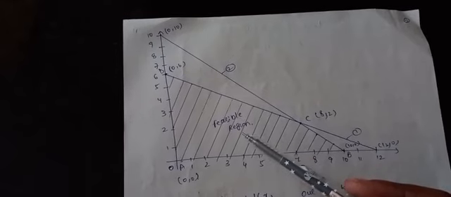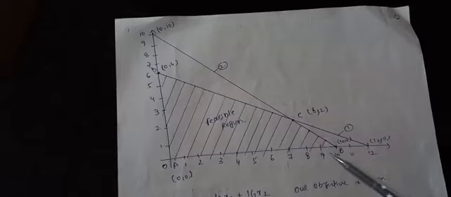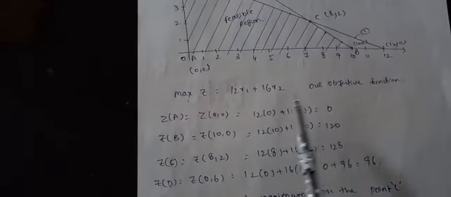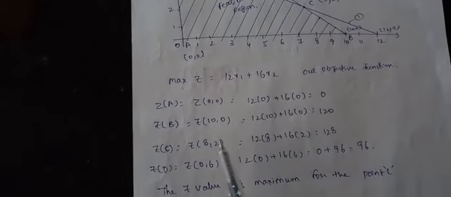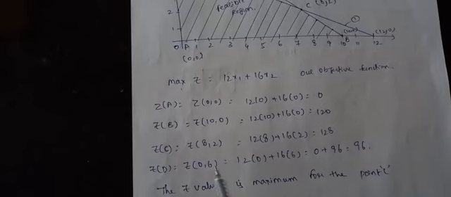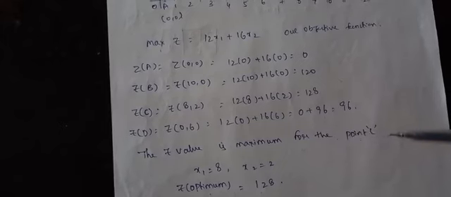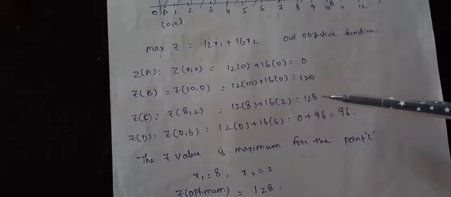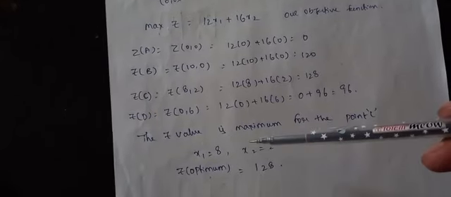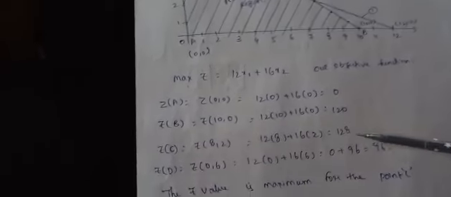In the feasible region we get the points 0 comma 0, 0 comma 6, 8 comma 2 and 10 comma 0. So for maximum Z, this is the objective function. Substitute 0 comma 0, 10 comma 0, 8 comma 2 and 0 comma 6 in this equation, then we will get the values. So the Z value is maximum. Based upon these values, the maximum value is obtained at point C, 8 comma 2, so x1 equal to 8 and x2 equal to 2, and the optimum value is 128.